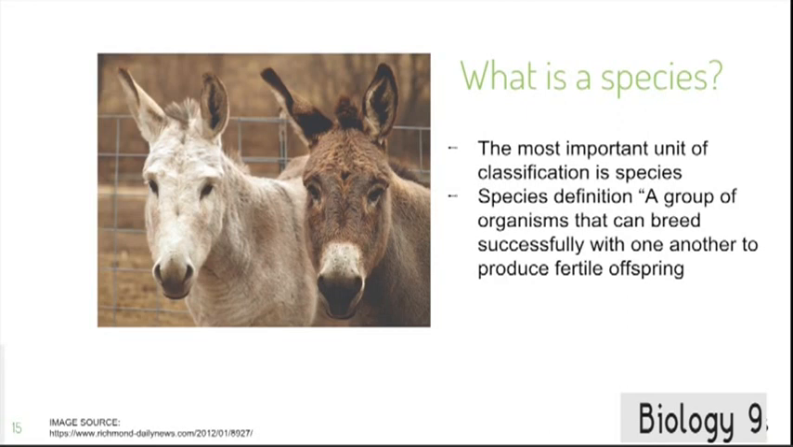So, for example, horses and donkeys look similar and they can breed with one another, but the offspring produced from a horse and a donkey, known as a mule, as you can see here in this image, are sterile, meaning that they are not fertile and they cannot produce offspring. So this is not going to result in a new species because they are not fertile. So this definition here is really important.